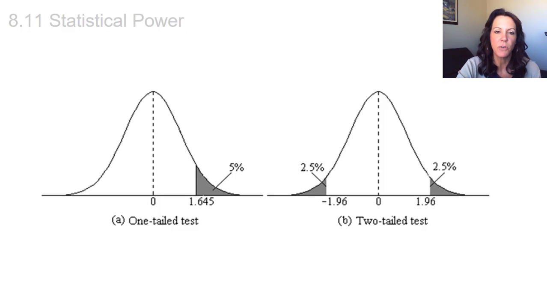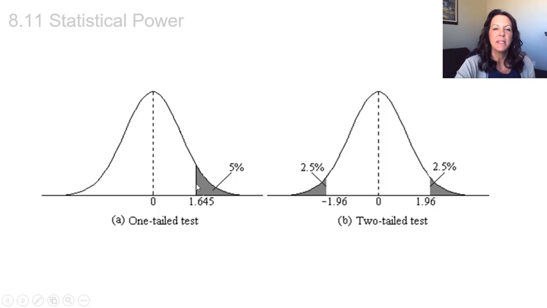Going back to our illustration, we have a one-tailed test here with all of the alpha loaded in one tail, and the two-tailed test is split between two sides. As a reminder, if we look at 5% in the tail, we end up with a z-score of 1.645 or 1.65. And if we look for 2.5% in the tail, that equates to a negative z of negative 1.96 or a positive z of 1.96.